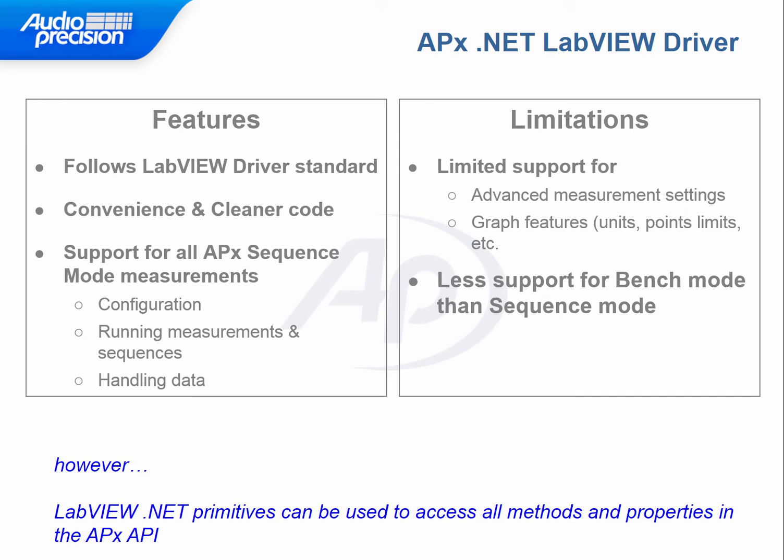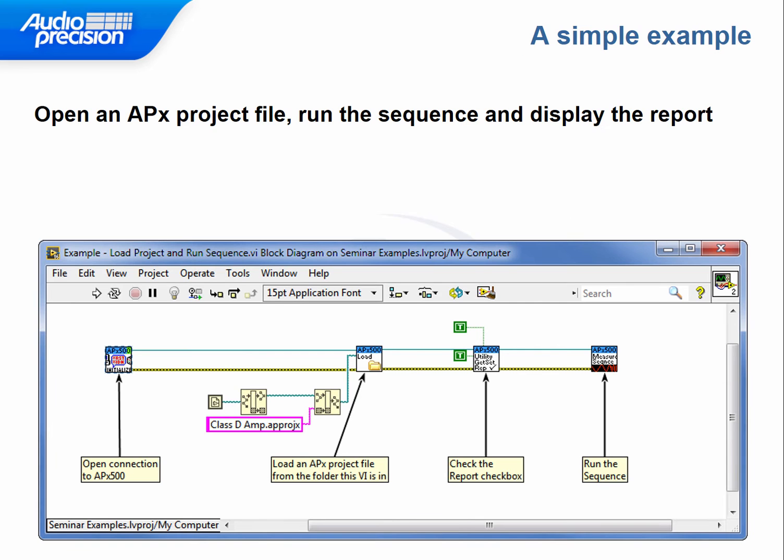You can still use these LabVIEW .NET primitive property nodes and invoke nodes to get at all of the methods and properties that are available in the APx API. So let's look at a simple example. First, we're going to look at this example that opens an APx project file, runs the sequence, and displays the report. So if we look at the code here, it may be a little difficult to see on the screen, so I'll just run through it.